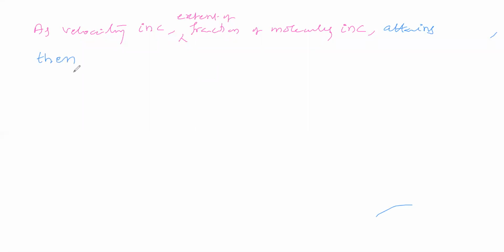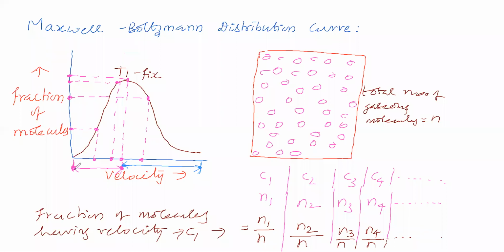What happens to the fraction of molecules? What do you say? The fraction of molecules decreases, you are saying. So as velocity increases, the fraction of molecules goes on increasing, then goes on decreasing.